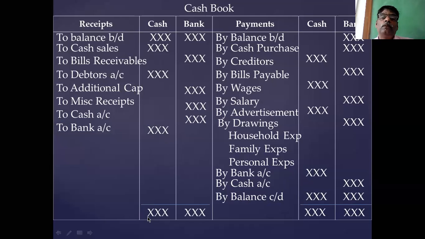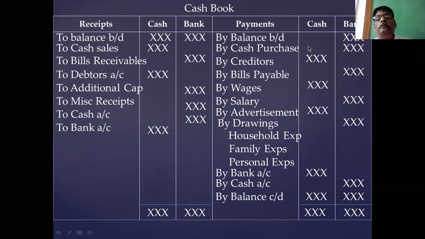If the missing information difference is on the debit side, it may be the opening balance, or it may be collection from debtors, or cash received on bills receivable, or it may be cash sales. Of these five items, balance brought down, cash sales, bills receivable, and debtors may be the missing item. The fifth is miscellaneous income. If all the four are given, then you call it the missing miscellaneous income. This is the point you remember.